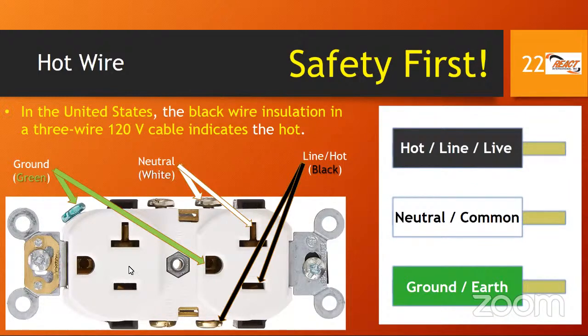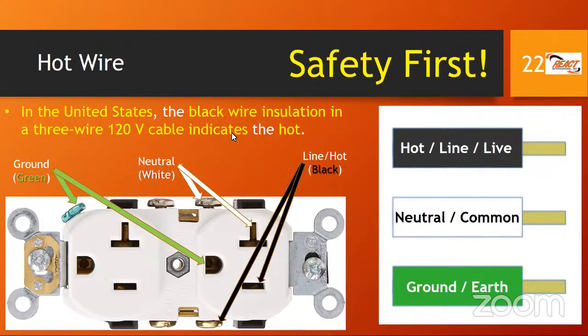We have the hot, we have the neutral, and we have the ground. That's when we put our plug in, that's what we get. So we have a representation here that the hot, or the line, or the live for the supply is the black wire. The neutral is usually white. Sometimes we call it the common. And of course, we have the ground, which is usually green. In some places, it might be green with a yellow stripe. So this is just to give you a little idea.